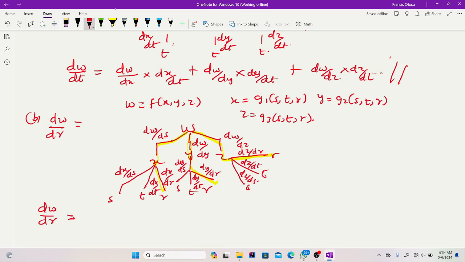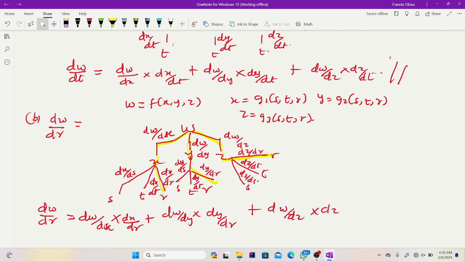So the dw over the dr is simply equal to the dw over the dx, times the dx over the dr. Plus, coming in the middle side, I'm having the dw over the dy times the dy on the dr, plus the dw on the dz times the dz on the dr.